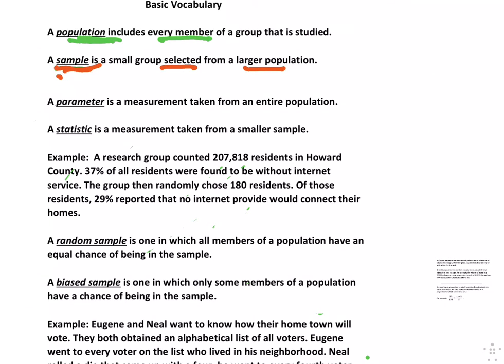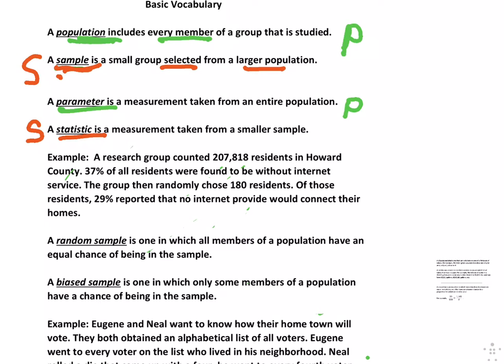Two other terms that I want to define are the terms parameter and the term statistic. A parameter is a measurement taken from an entire population, whereas a statistic is a measurement taken from a smaller sample. What I often tell students is population goes with parameter, both begin with the letter P, whereas S for sample goes with S for statistic.